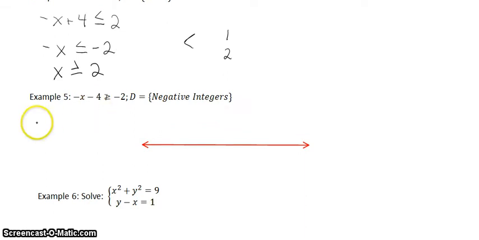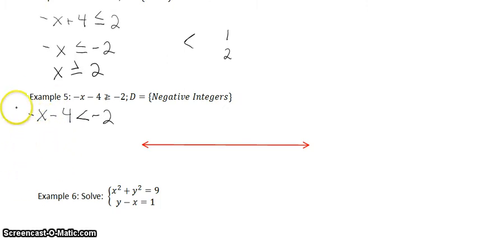Then on example 5, we have negative x minus 4 is not greater than or equal to negative 2. So if it's not greater than or equal to, it must be less than negative 2. So we'll get the x by itself.